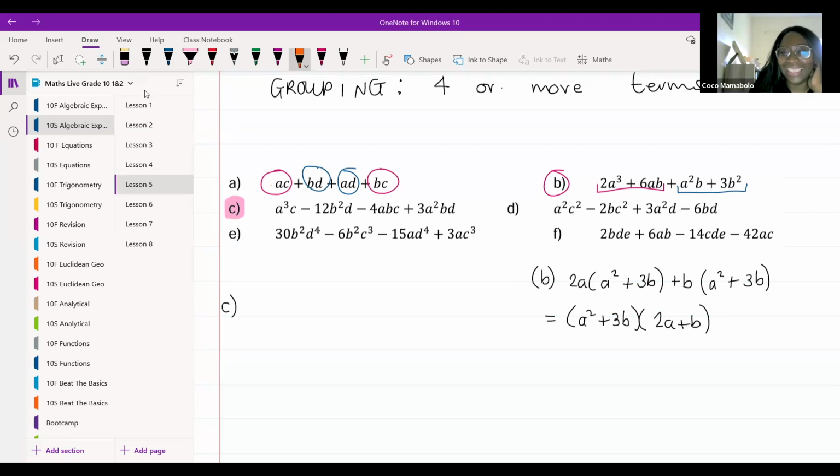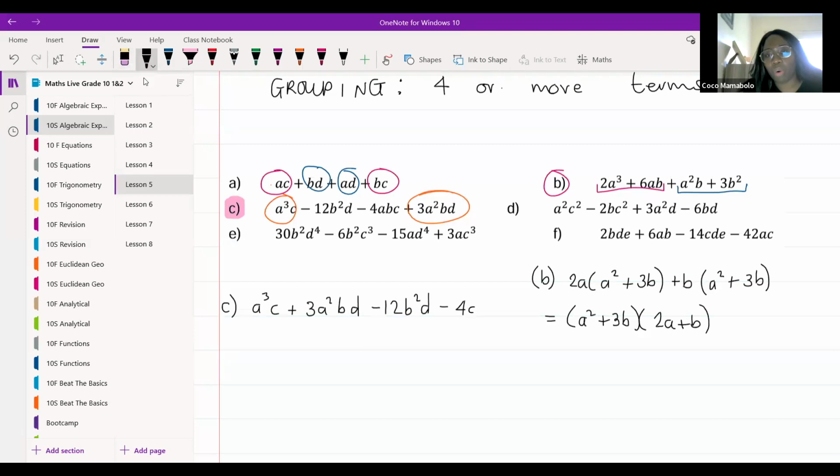Help me. Okay, so Abu says a cubed C and 3a squared BD. All right, so let's reorder it. Okay, so I'm gonna get a cubed C plus 3a squared BD. And then I'm gonna have minus 12 B squared D minus 4ABC.